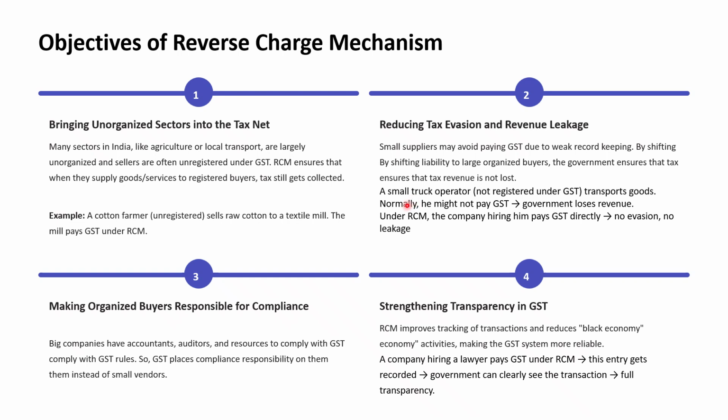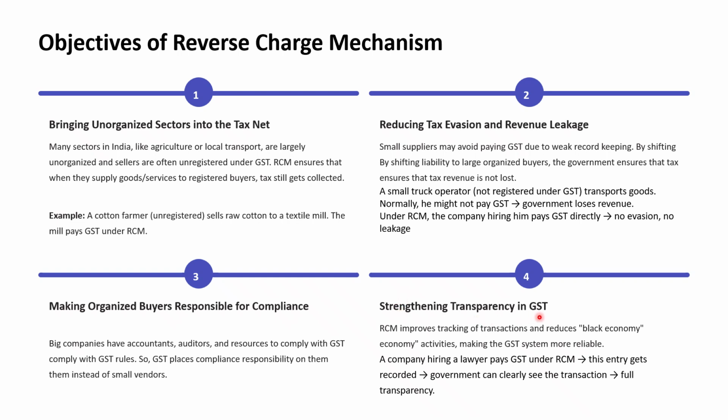For example, a small truck operator who is unregistered transports goods. Normally, he might not pay GST on the ground that he is unorganized and unregistered. So the government loses the revenue. But under RCM, the company which hires that truck operator is responsible to pay tax. So there will be no evasion and no leakage.